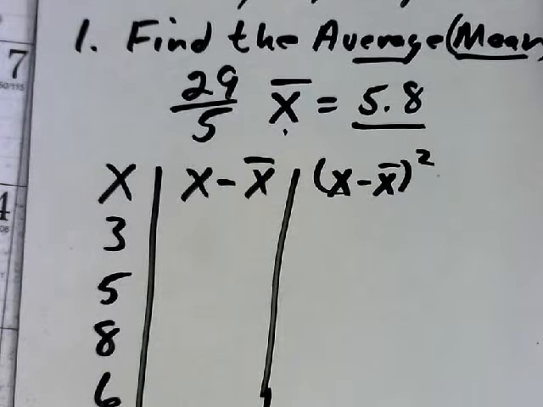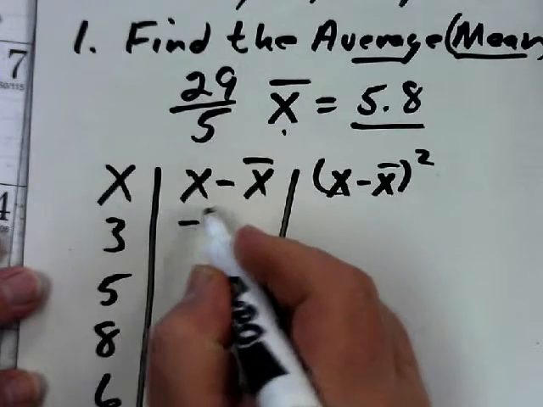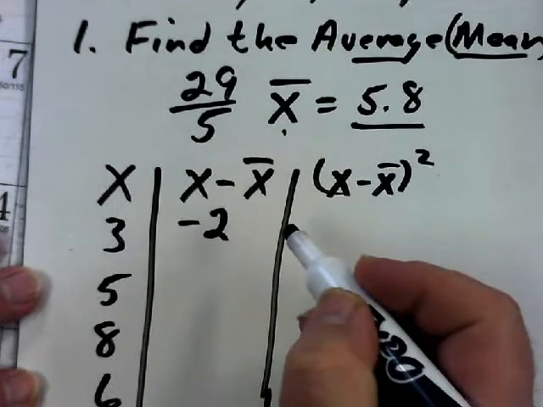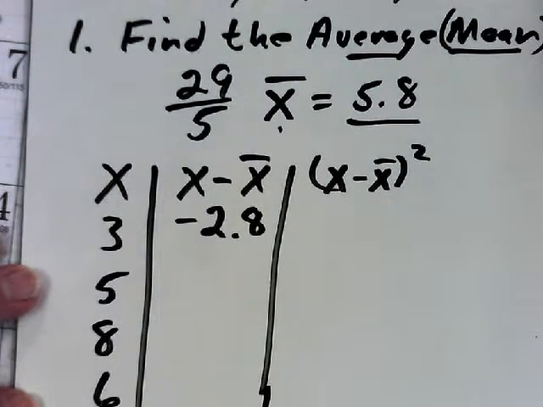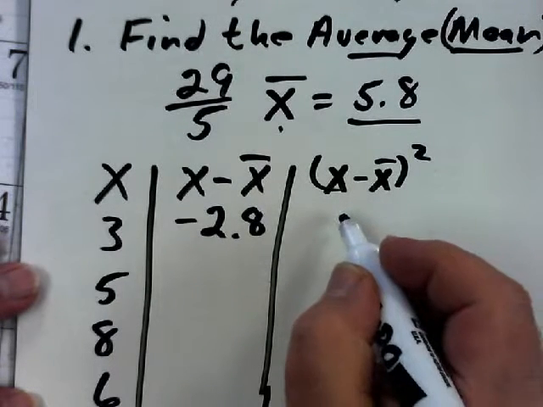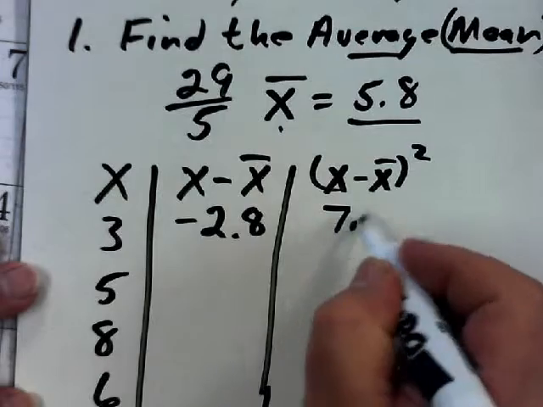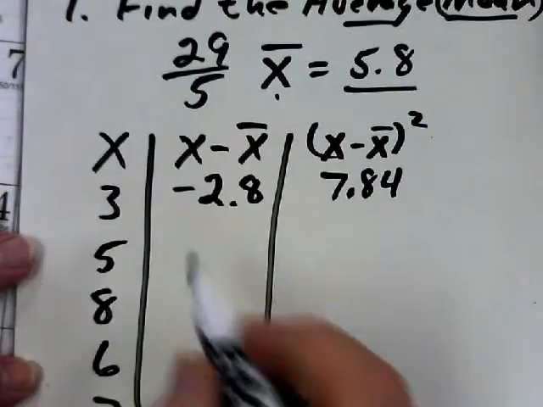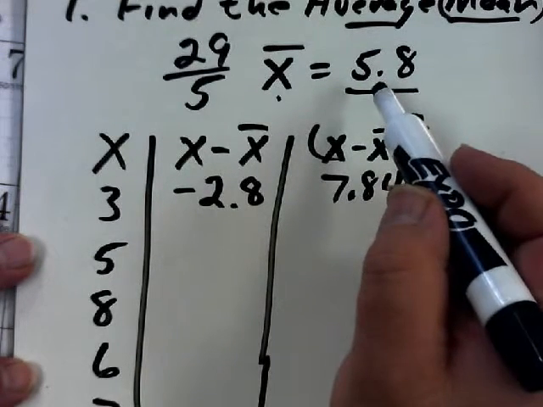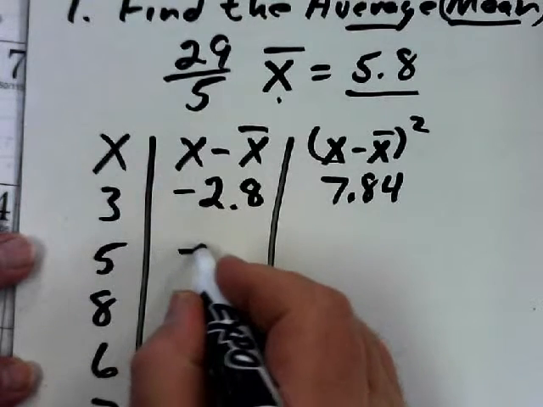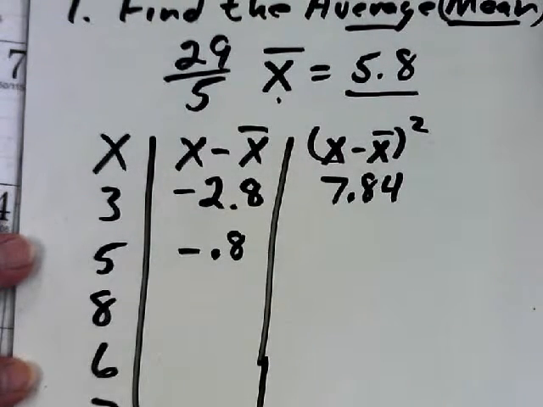So what's 3 minus 5.8? Negative 2.8. Okay, I now need to square it. 7.84. Okay, so now I take 5, it'd be negative 0.8. Yeah. 5 minus 5.8. What is negative 0.8 squared? 0.64.